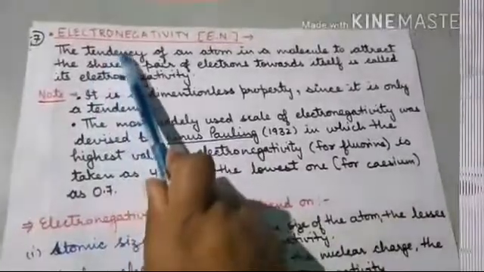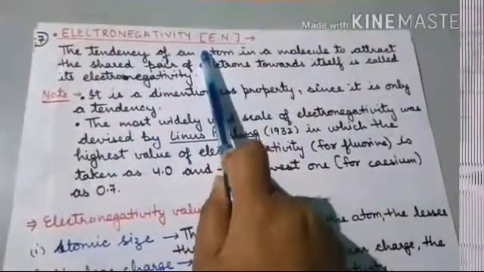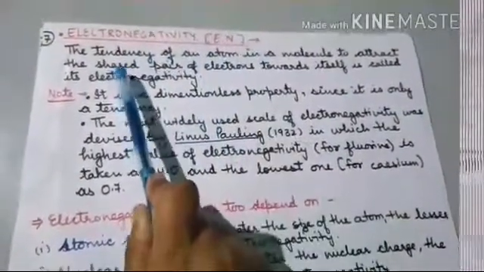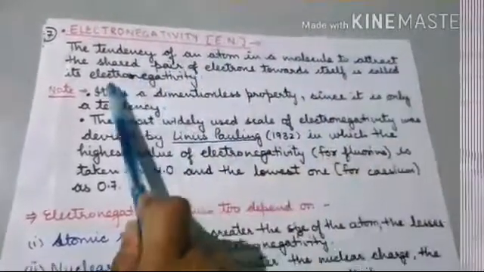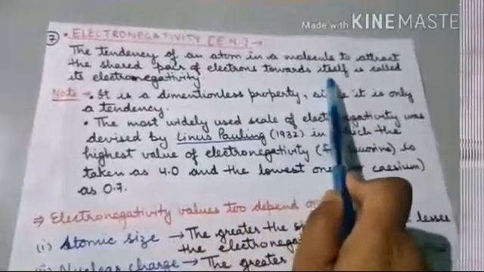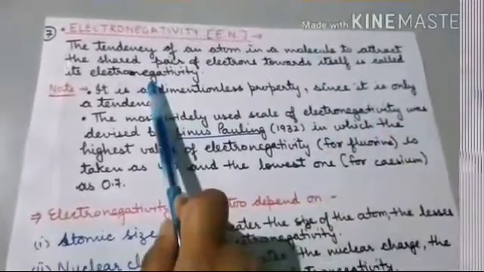Now the next property is electronegativity. It is represented by En. What is electronegativity? It is the tendency of an atom in a molecule to attract the shared pair of electrons towards itself. It's called its electronegativity.